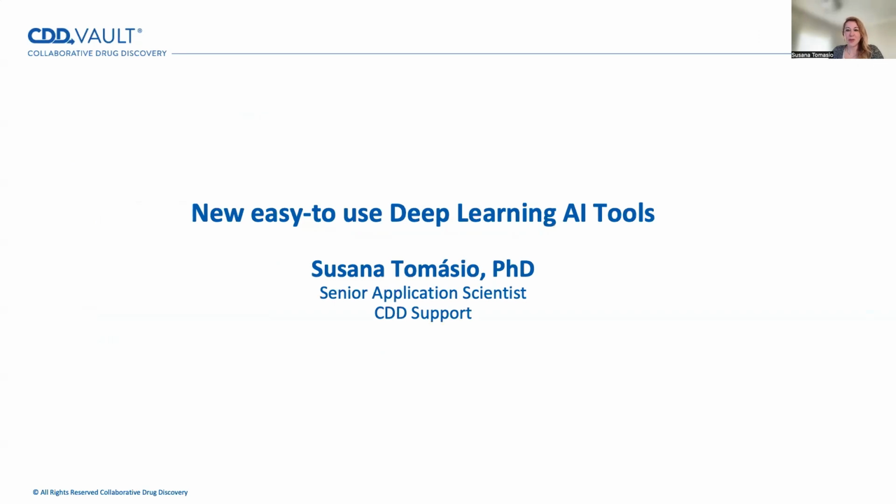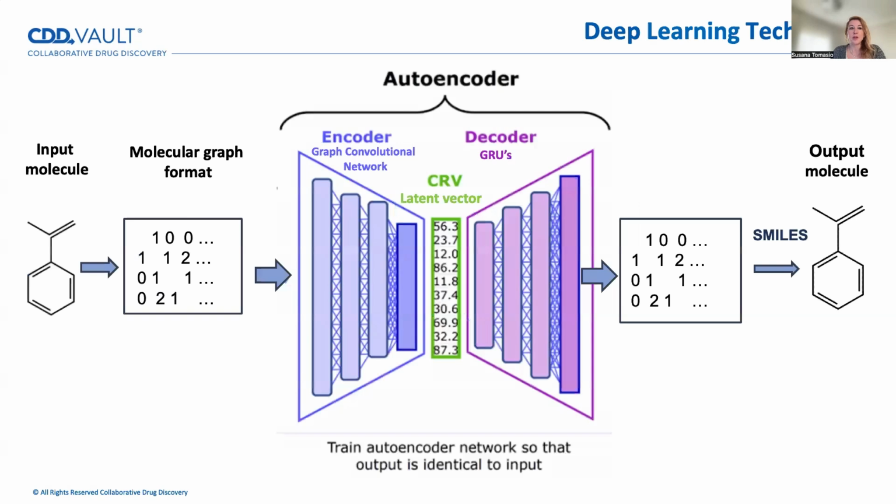Hi, everyone. My name is Susanna Tomasio. I'm a senior application scientist at CDD, and today I will be showing you our new deep learning AI module available in CDD Vault. The starting point of this approach was to set up a deep learning network called autoencoder, which comprises two networks. The first one transforms a molecular structure into a vector of real numbers. This is called a chemically rich vector or latent vector in the deep learning literature.